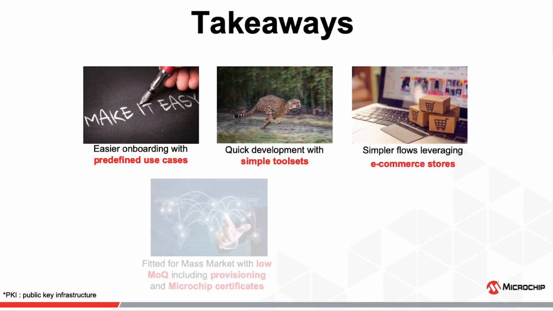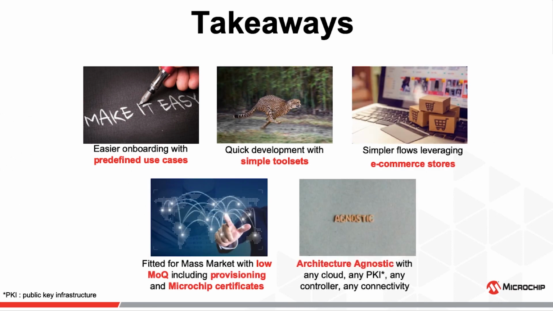And as a takeaway, really what you want to remember is we've been trying to make everybody's life easier, making the technology available to the entire marketplace, no matter the project size, by providing easier onboarding with predefined use cases. We offer simple to use tool sets with the Trust Platform Design Suite. We benefit from the power of e-commerce stores to distribute those manifest files, that includes the public credentials. We keep this entire process fitted for the mass market and offer low MOQ, including provisioning services, leveraging Microchip secure factories. And finally, all of that will continue to be agnostic of whatever the architecture is, whether it's the cloud, the PKI, the controller, or the connectivity itself.